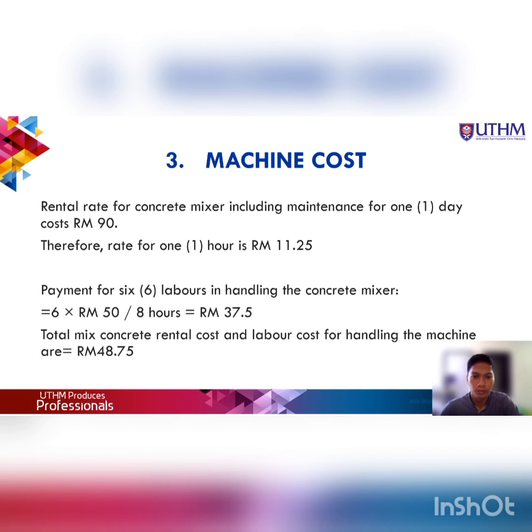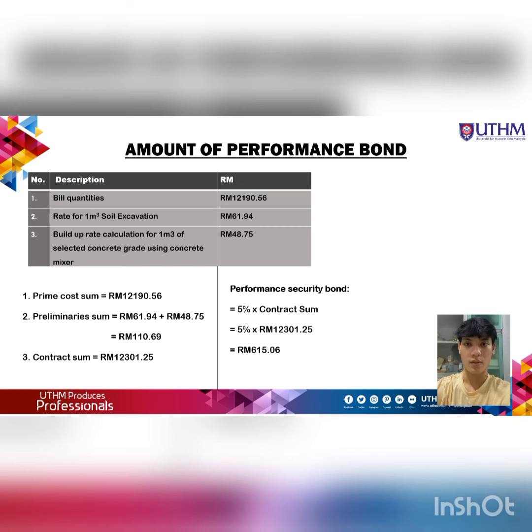So next for the machine cost, the rental rate for the concrete mixer including the maintenance for 1 day costs 90 ringgit. Therefore the rate for 1 hour is 11 ringgit and 25 cent. Payment for 6 laborers in handling the concrete mixer is 37 ringgit and 50 cent. So the total mixed concrete rental cost and the labor cost for handling the machine are 48 ringgit and 75 cent. Now we move to the amount of performance bond.